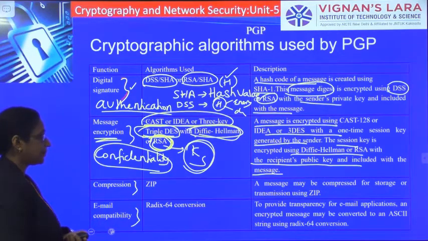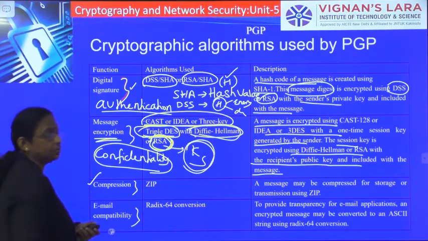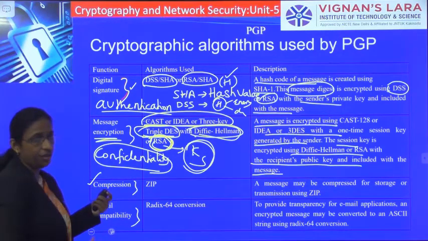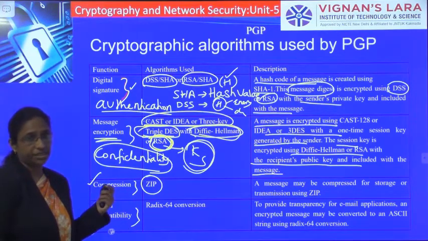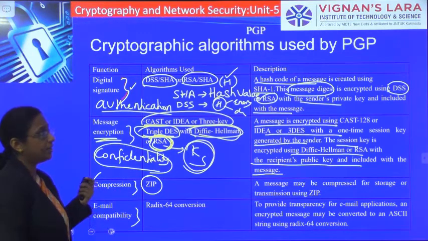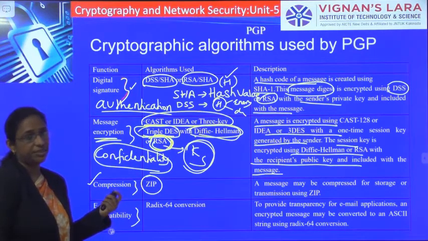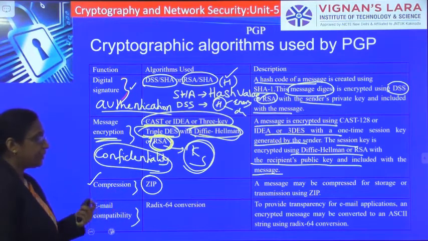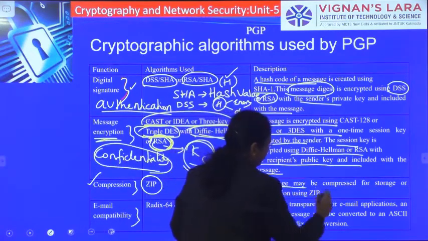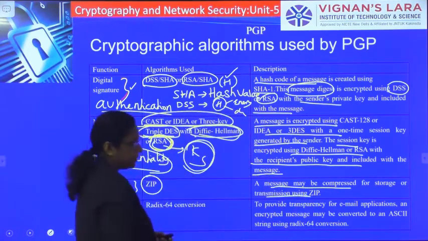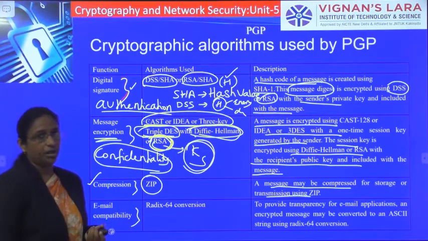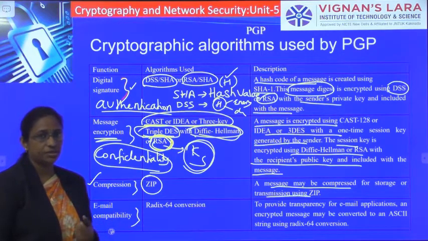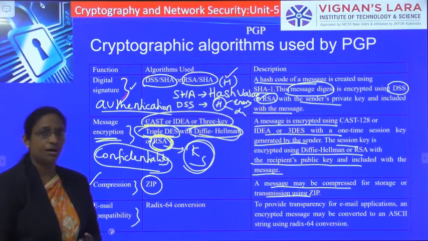The next one is compression. The third function is compression, where PGP uses the zip algorithm for compressing the data. The message may be compressed for storage or transmission using zip, so as to save storage space or to save space for transmission of the message.